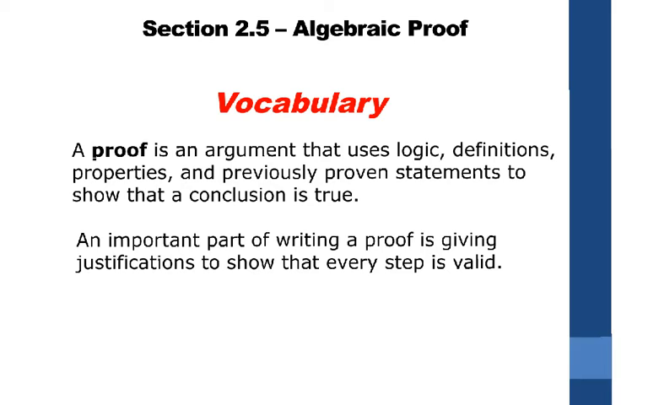Here's our vocabulary. Our one vocabulary word today is proof, and it's an argument that uses logic, definitions, properties, and previously proven statements to show that a conclusion is true. An important part of writing a proof is giving justifications to show that every step is valid. So that's why I like to use something called two-column proofs. We have one side where we make a statement, and then the other side where we give the reason for the statement that we had just made.